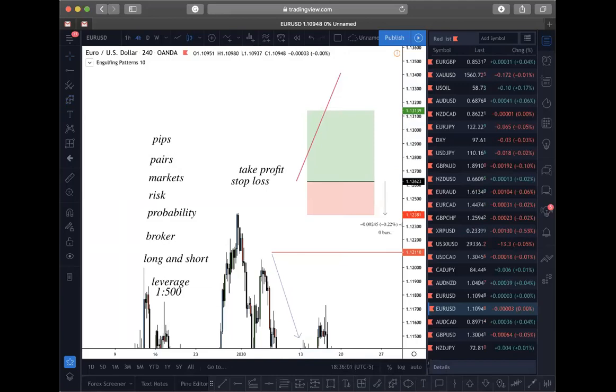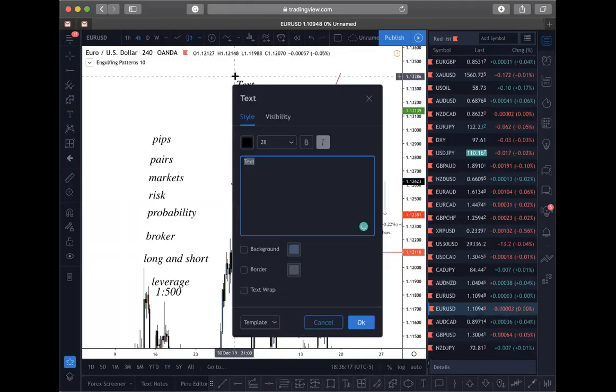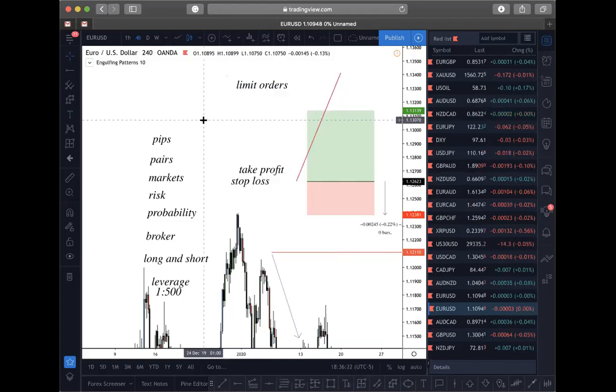Now we have limit orders, right? Let me type this out. Limit orders, right? So basically, a limit order is how there are different ways to enter the market, right? So limit orders are just the different ways you can enter the market, right?